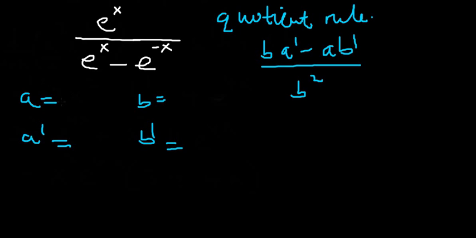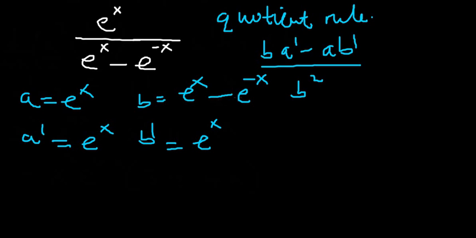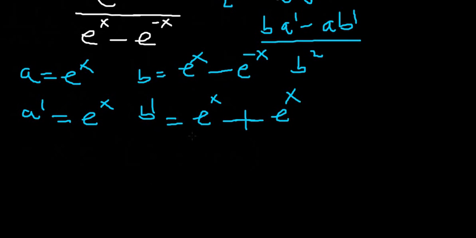So in this case, a is e raised to x. b is e raised to x minus e raised to negative x, and then a prime will be e raised to x, and then b prime will be e raised to x minus, for this other part it will give us negative e raised to x. So this will give us a positive. So we then substitute this in the quotient formula.